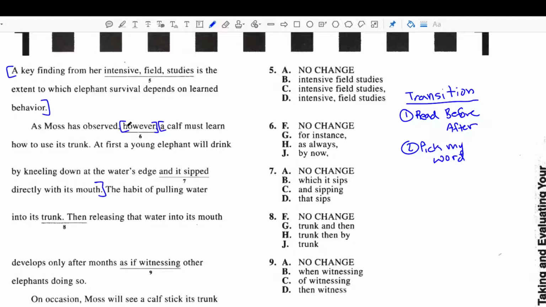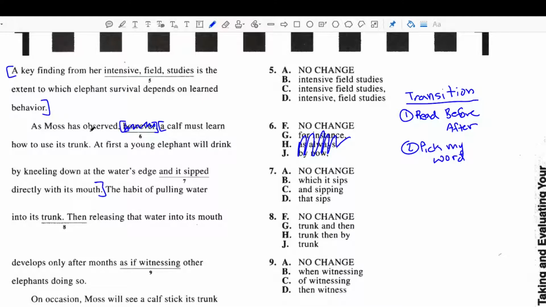And when I say pick my own word, I'm not going to read these off because it's going to color my judgment. So in fact, I'd almost want to just get rid of them so I don't have to think about them. And that way I can figure out which word goes in this spot without having to feel like I was influenced by one of these answers. Okay, so let's begin. "A key finding from her intensive field studies is the extent to which elephant survival depends on learned behavior." Okay, so what we just said here is that elephant survival is dependent on learned behavior.